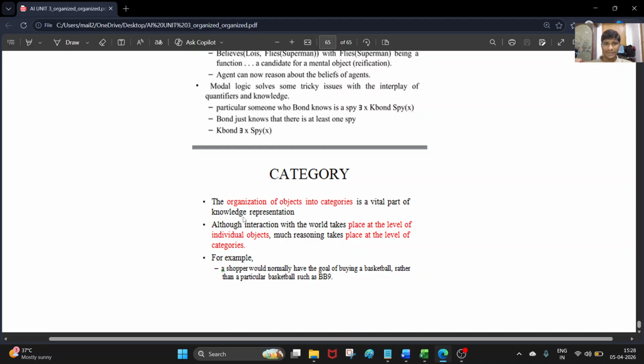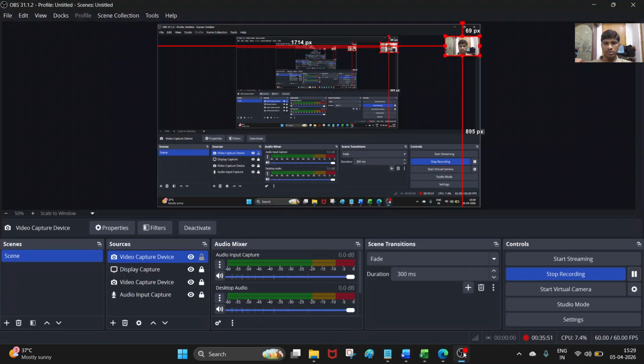What is a category? The organization of objects into categories is a vital role of knowledge representation. Although interaction with the world takes place at the level of individual objects, much reasoning takes place at the level of categories. So this is regarding Unit 3 knowledge representation, events and objects, in Unit 3 of artificial intelligence. Thank you.